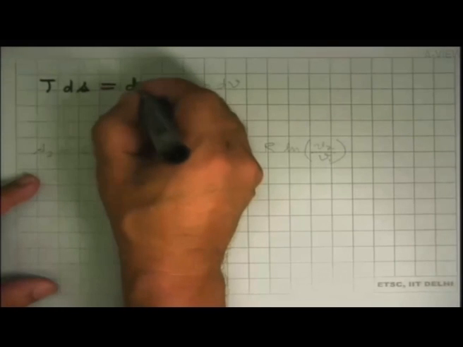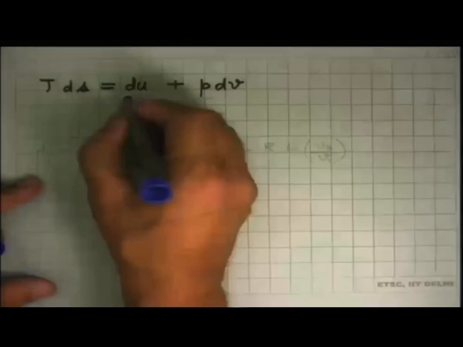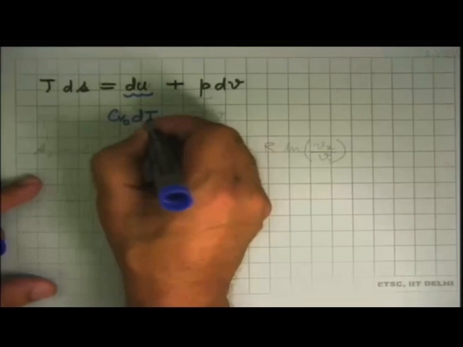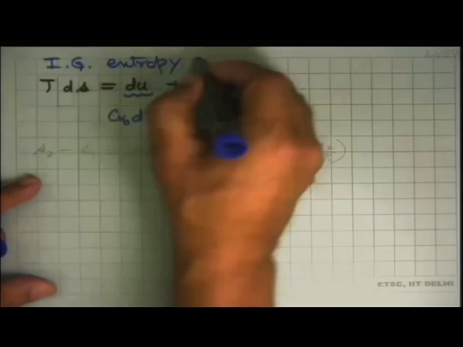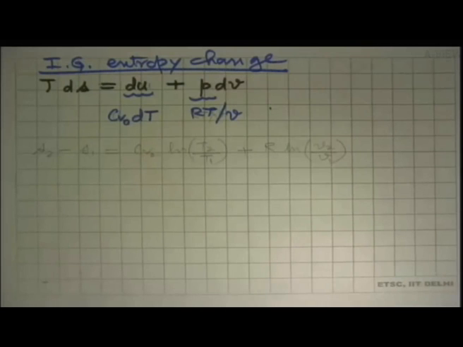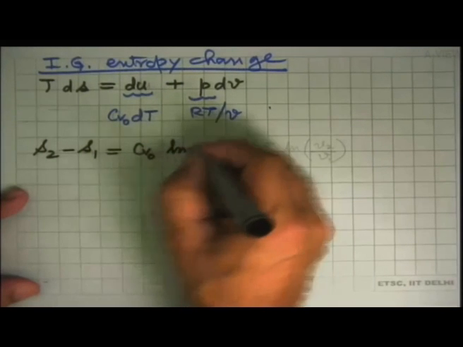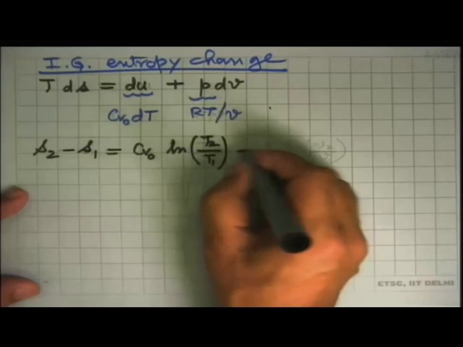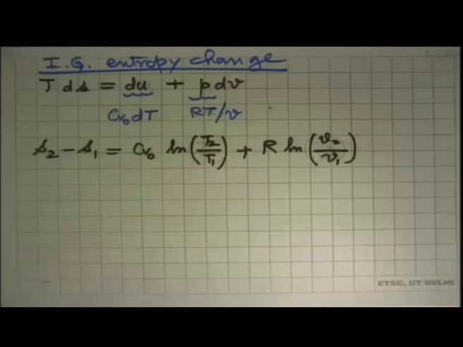So here we have entropy change, but now we use a different equation. TdS is equal to dU plus PdV. And here we make the substitutions as before. dU we now know is Cv0 dT, and P is RT upon V, the ideal gas equation of state. Again, this is ideal gas entropy change. And like before, we do the simplification and integration, and you get S2 minus S1 is Cv0 ln T2 by T1 plus R ln V2 by V1. And that's the second equation that we have been looking for.